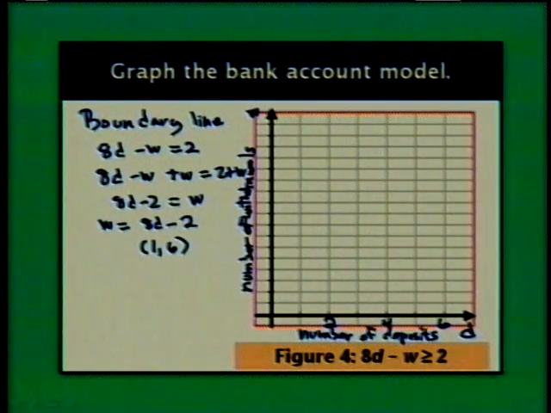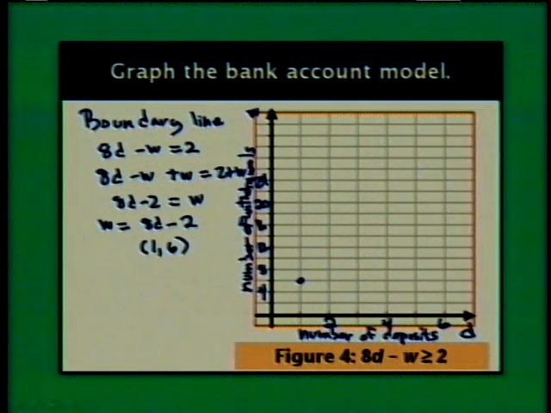And for the number of withdrawals, when I graph this line, it's going to have a slope of 8. So I think I might use a scale of 2 on my vertical axis. So I have 4, 8, 12, 16, 20. We want a lot of money in the account. Okay, so now I have scaled my axes. Let me plot the point (1, 6).